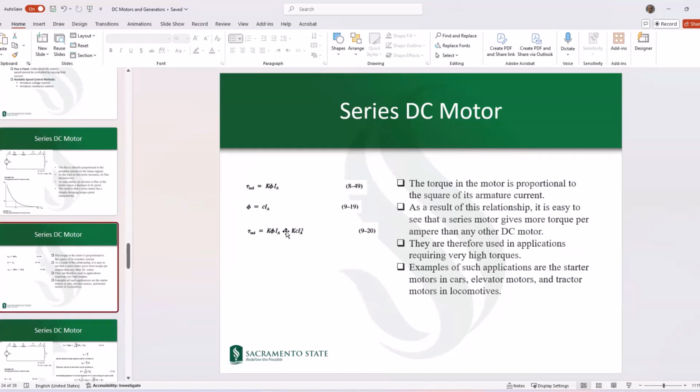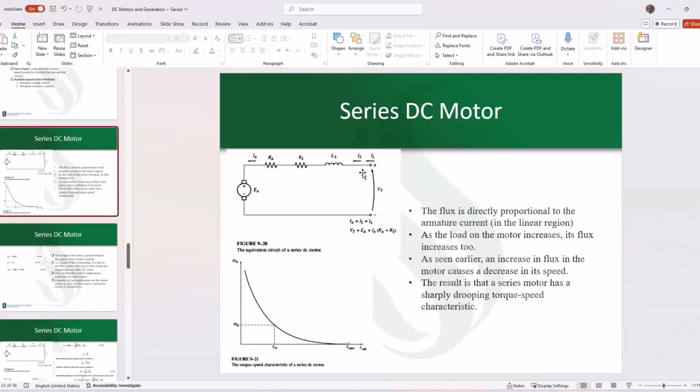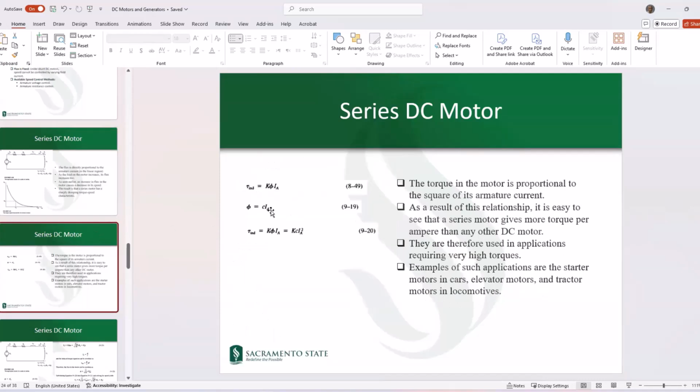So let's look at the equations associated with the machine, which are quite general. Tau in the machine, we know, is K phi I_A, or the current of your armature. And in the linear region, we can assume that phi is dependent on I_A. That's the characteristic associated with the series DC motor. Because the excitation current is the same as the armature current, in the linear region you can assume that phi is C times I_A. So from here, you can see tau induced would be K C I_A squared. So the relationship between I_A and tau would be changing based on the second power of I_A.